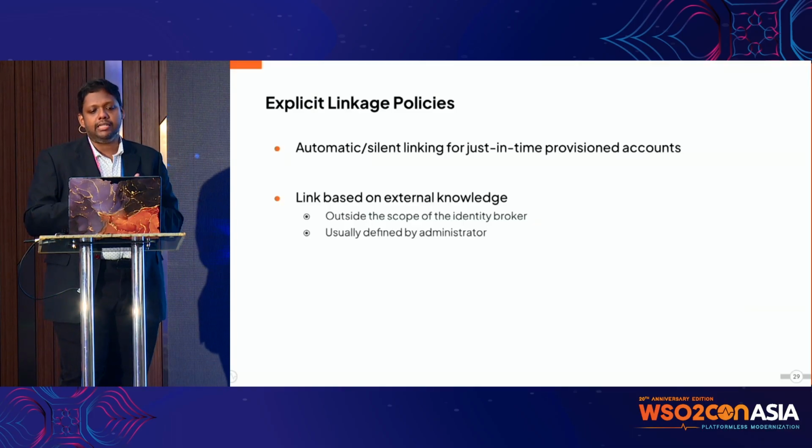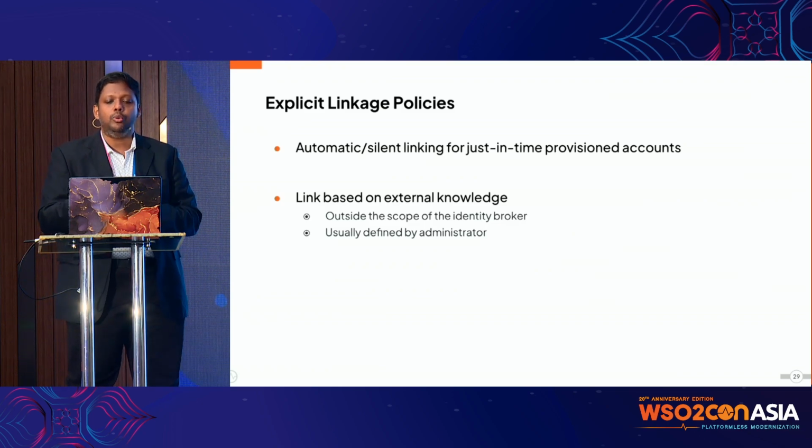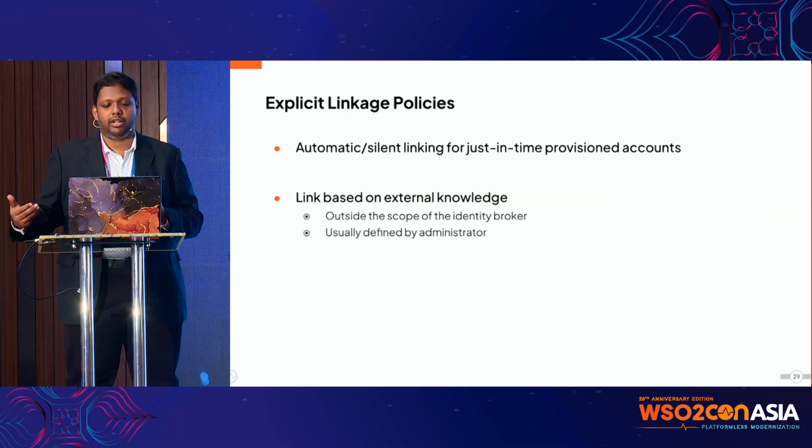So under explicit linking, we have two examples. So one is when you do just-in-time provisioning, like the social identity use case I said. So that is an explicit link. So basically, there was no identity before. So you are just creating the identity. So obviously, it's automatically linked, right? And if the same email is coming from a different account, you can link as well. So that is explicit because the same identifiers are there.